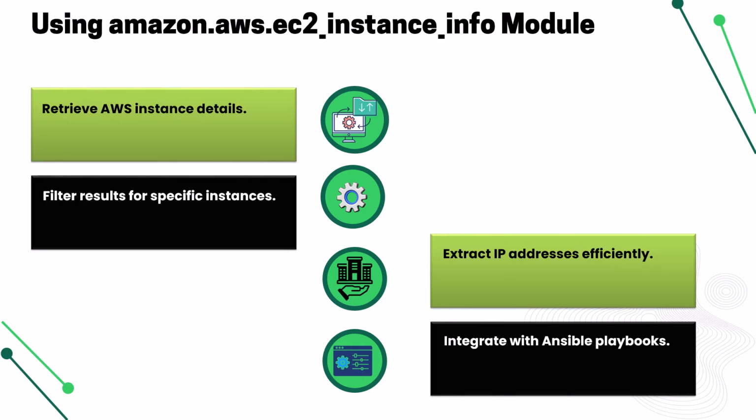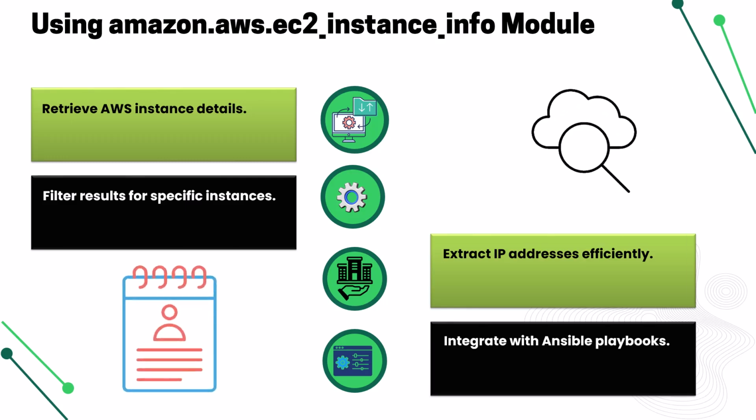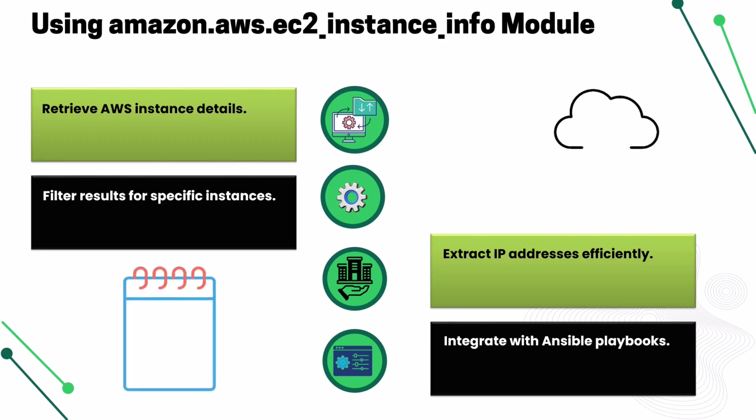This module is like a detective, sniffing out AWS instance details. It filters results, extracts IPs, and integrates seamlessly with Playbooks. No more manually digging for information. Let Ansible do the heavy lifting.